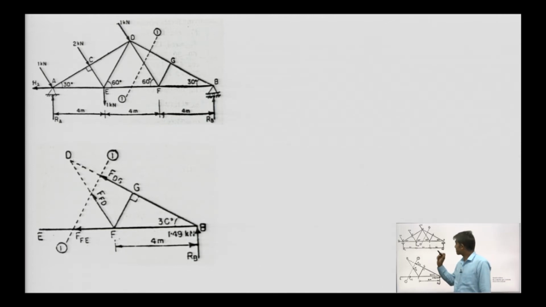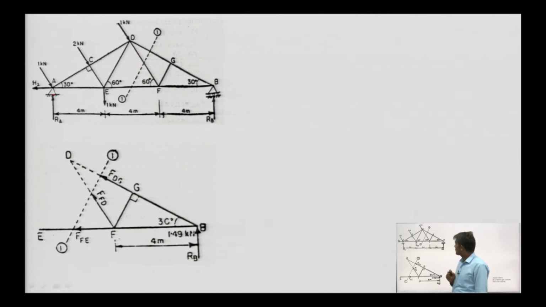Suppose this truss is given. Its horizontal length is shown over here, 4 meter each. The loads are 1 kilonewton, 2 kilonewton, 1 kilonewton, acting perpendicular at joints A, C, D. At A, a hinge support is here, and at B, a roller support is there.